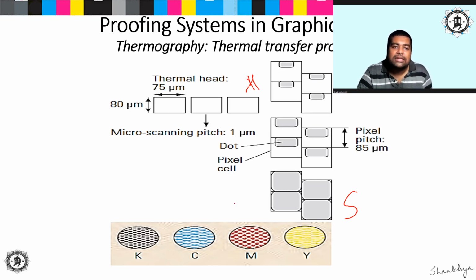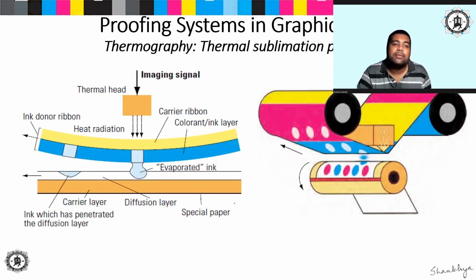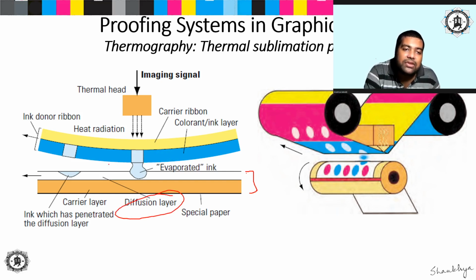Now let us come to the topic of thermal sublimation. This is a little bit different. This is a special type of paper. Thermal sublimation is sometimes referred to as dye sublimation, but let us call it the thermal sublimation process only. What is happening? This makes use of a special type of paper. On the top printing layer of this paper there is a layer known as the diffusion layer. Whenever it receives ink, it starts to absorb or diffuse that ink into itself, right?